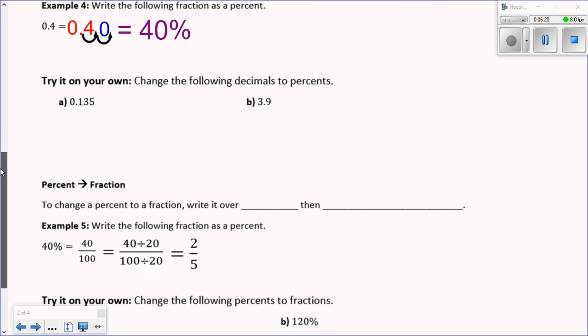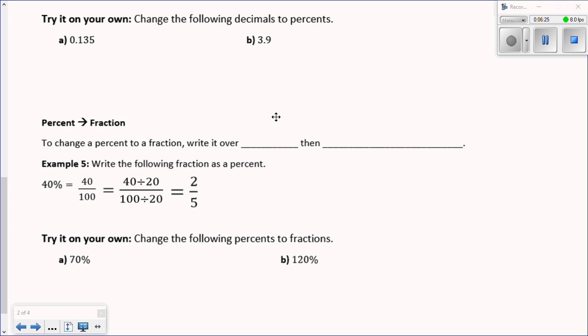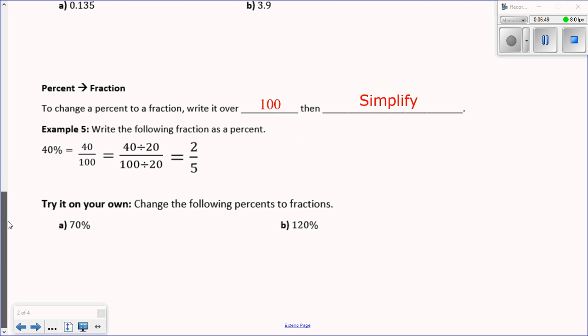Okay. A percent to a fraction. To change a percent to a fraction, write it over 100, and then you just simplify. So here we have 40%, which means we're going to write 40 over 100, and then just go ahead and simplify. What could I divide both 40 and 100 by? 20. Divide them both, you get 2/5. That's your simplified fraction. Go ahead and try these two on your own. If you want to do it now, you can, or you can come back to it. It's up to you.